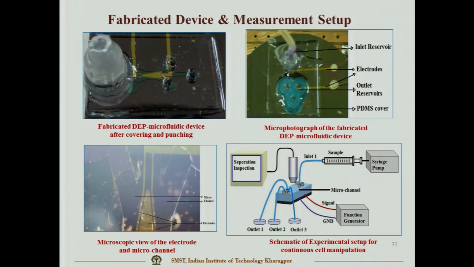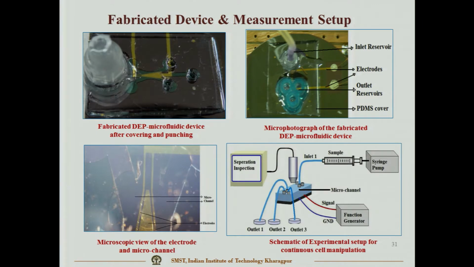Now, at the input side, I have shown one input here, and a pipe is connected to this and to the reservoir of the medium. And at the output, you have these three channels, three reservoirs, where the separated cells will be collected.